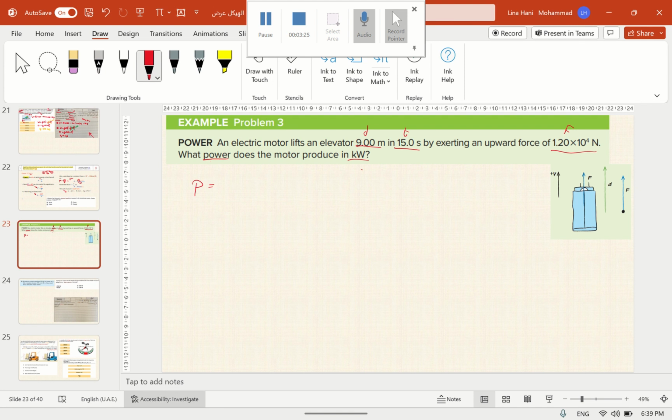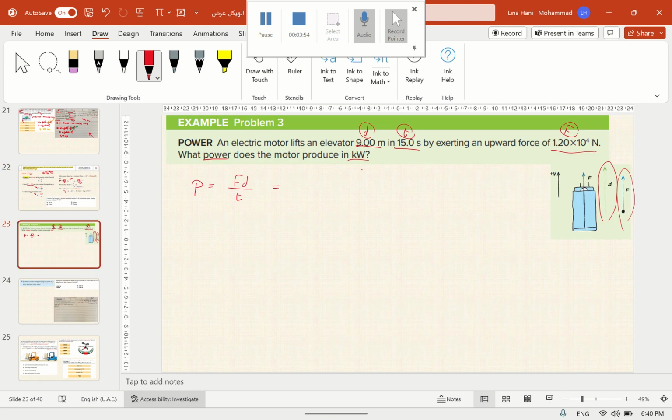Power equals Fd over t. Now, why did I choose this equation? It's because we have F, d, and t. If we have, for example, F and v, then we use power equals Fv, and so on. Here you can see that the distance and the force are in the same direction, and there's no angle mentioned in the question, and hence there is no need to put the cosine angle there.